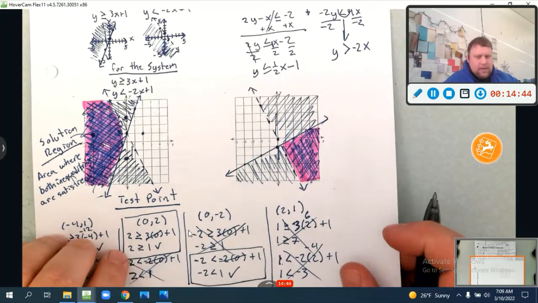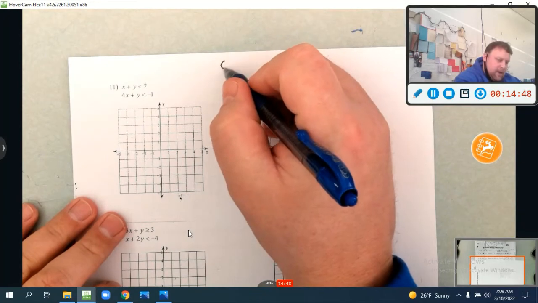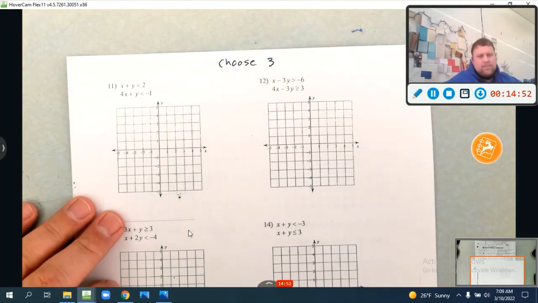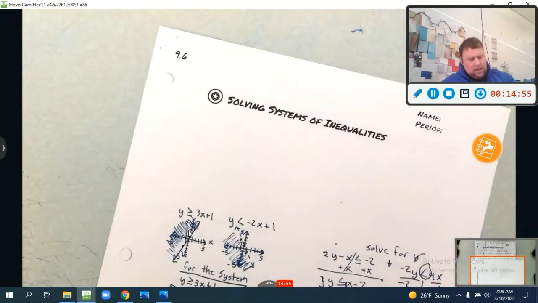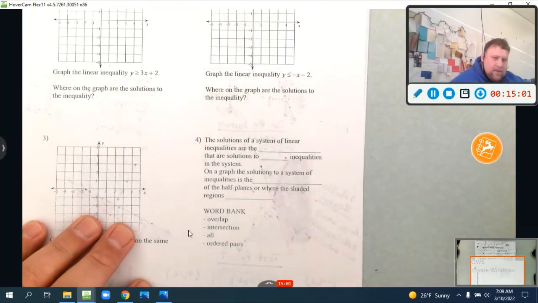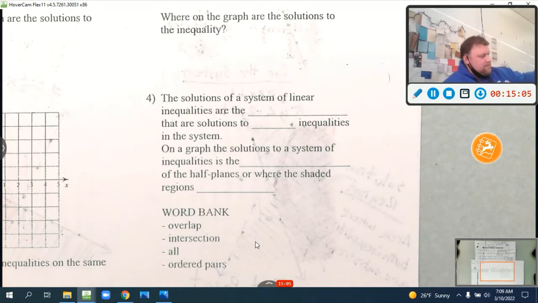I want to show you guys something. Number one, look back here. Everybody on the very back page of this packet, right? Choose 3. You only need to solve 3 of these. And then, last but not least, I do want to talk right here. Most of these questions are fine. The one that I had some concern on was right here.